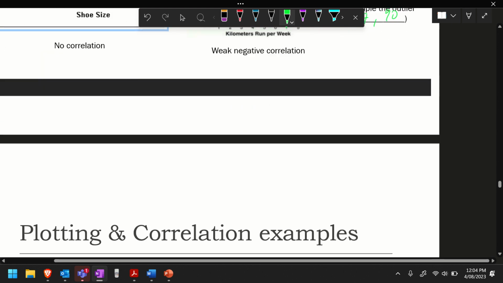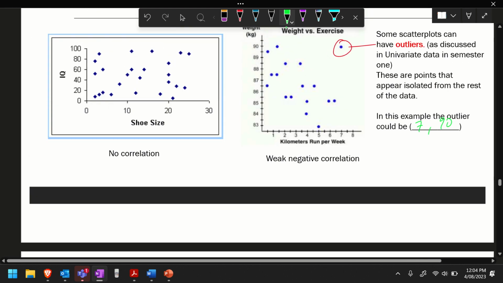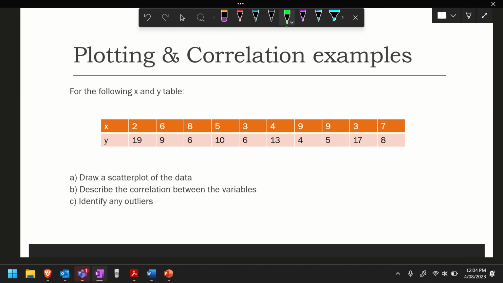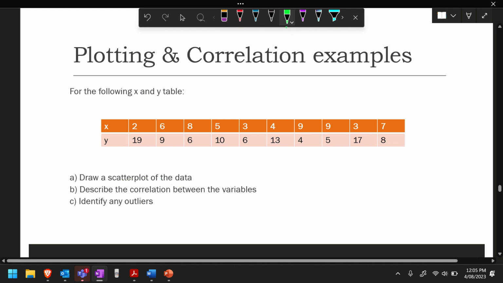Alrighty. Let's do some examples and plot some of these graphs, yeah? Okay, so now we're going to look into some plotting. You've probably done a bit of plotting in your previous schools, so this might just be a recap for some of you. That's okay. So here, you've got an X and Y table. Remember, bivariate data, X and Y table. It's not the same as the other stuff we learned in univariate. So in this X and Y table, we need to draw a scatter plot. Easy.